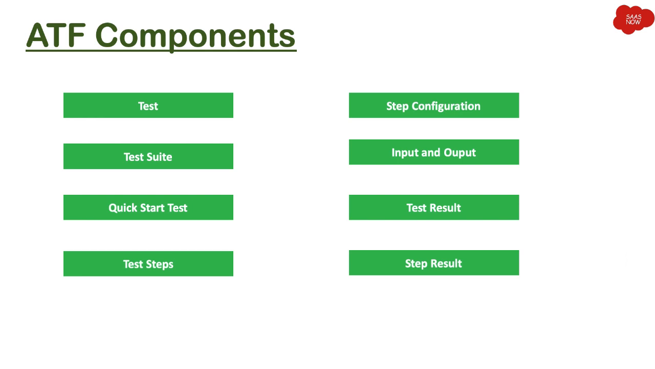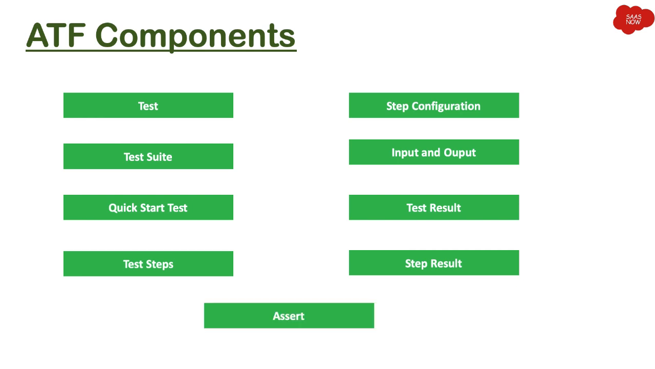Next we have a step result. In a test you have multiple steps. Now what kind of result you are getting for each step is also important to know. And that's called step result. For every step, whatever functionality, whatever testing you're doing, you want to know what the output was, what the result was when that particular step ran during the testing.